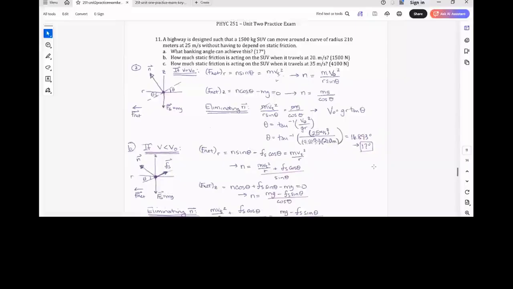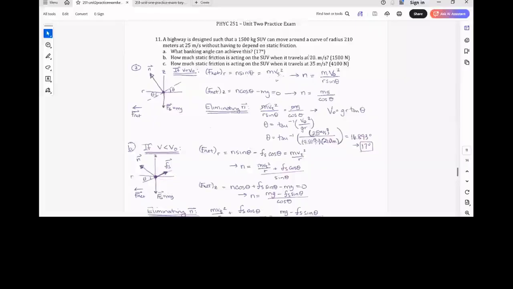But the point here is that any car should be capable of making it around this curve, so long as it doesn't have incredibly bald tires. It shouldn't just equate to one safe speed and then every other speed being unsafe. The only difference here is that for speeds that are either above or below this critical speed, some static friction is going to be required.